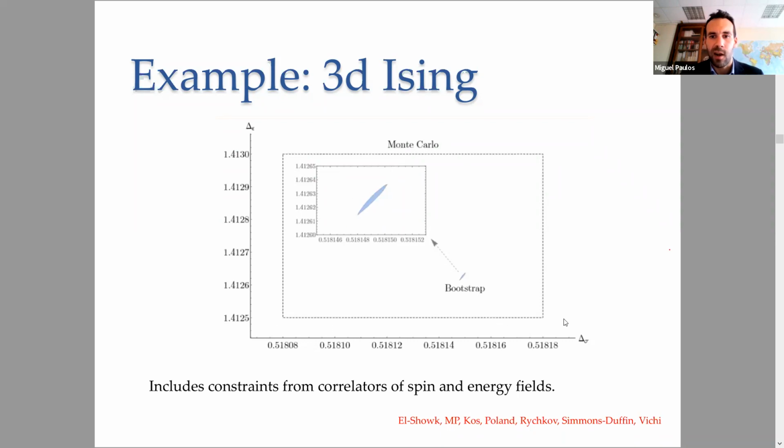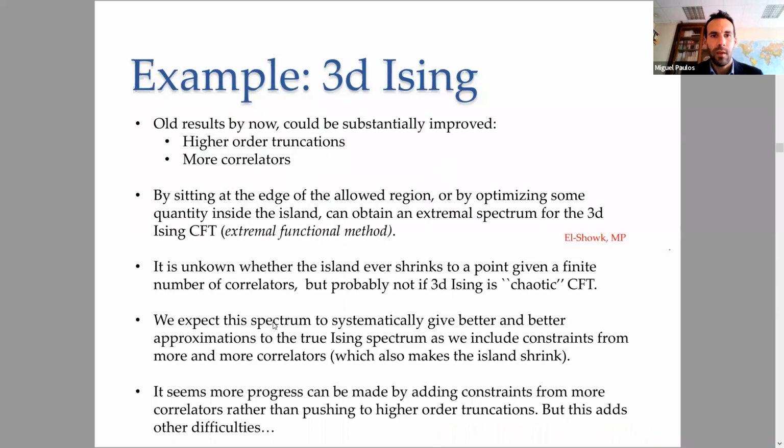For comparison, the Monte Carlo results are here. These results are old by now, like 4 years old or something. They could be substantially improved because the algorithms work better now, this SDPB package works better. We could push to higher order truncations, meaning that you can get more constraints from a single correlator, so the constraints will be stronger. We can also push it now to have more correlation functions. Right now, only spin and energy fields have been included, but you could now add constraints from other correlators, maybe even the stress tensor, for instance. That would be a good choice. No one has done it, but at some point, someone will be motivated to do this.